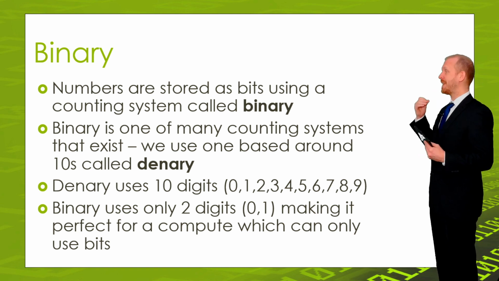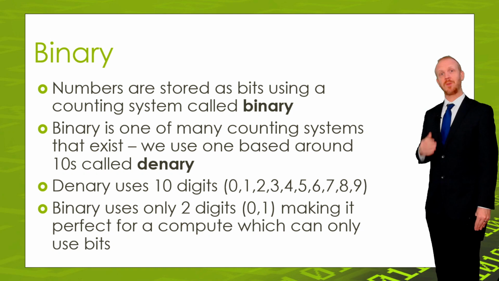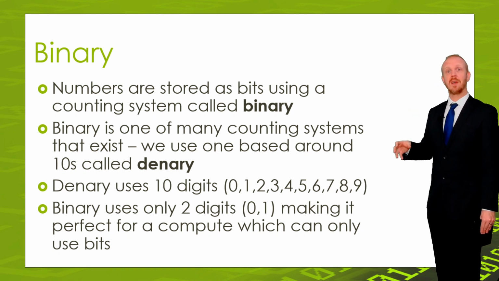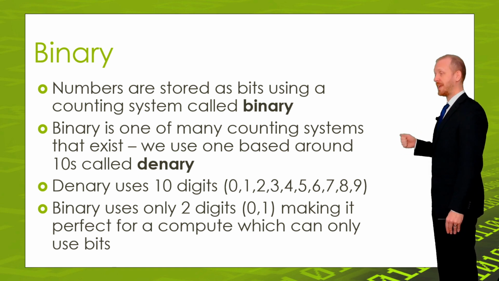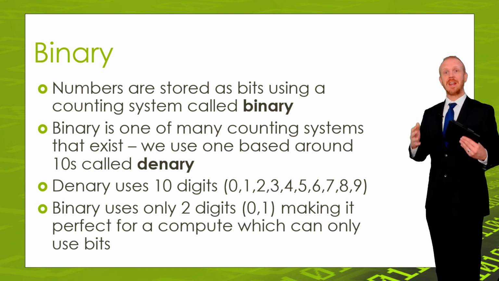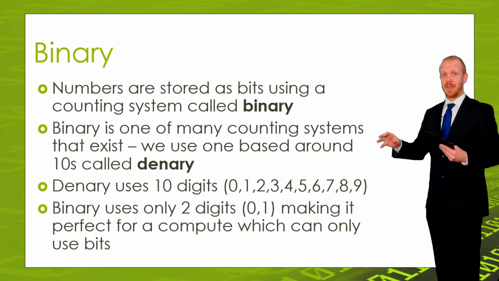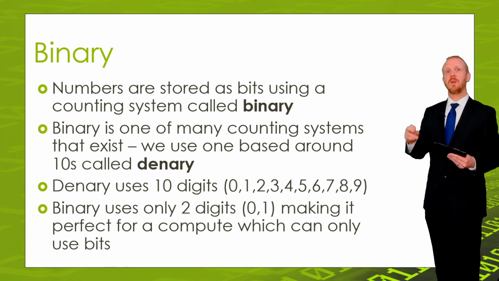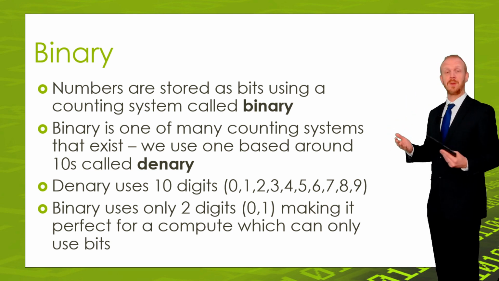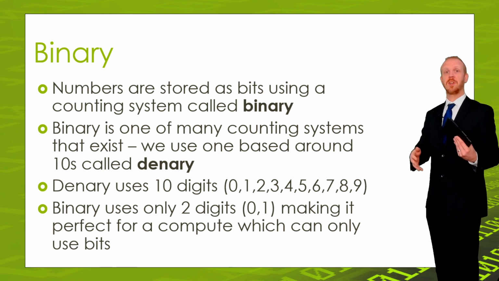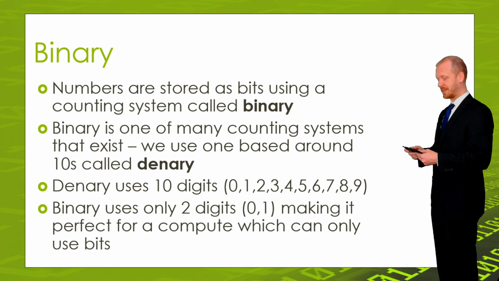So binary is a counting system. There are loads of counting systems. The one we're most familiar with is called denary. That's how we count, the one that has 10 different digits: 0, 1, 2, 3, 4, 5, 6, 7, 8 and 9. That denary system is what we're used to. Binary is the same counting system but only using 2 digits, 0 and 1. Now that's perfect for a computer because it has bits which can only be off and on. So if we have a counting system using 0 and 1, then that's exactly what we need.